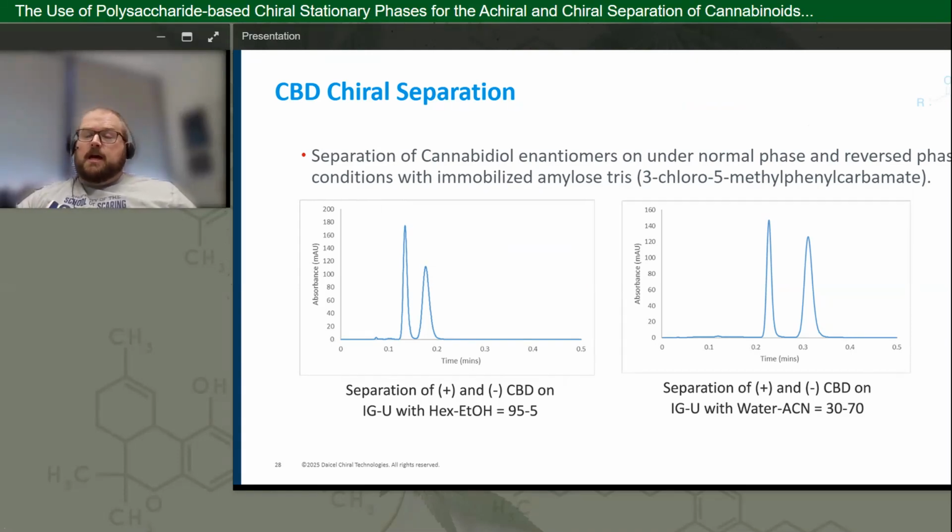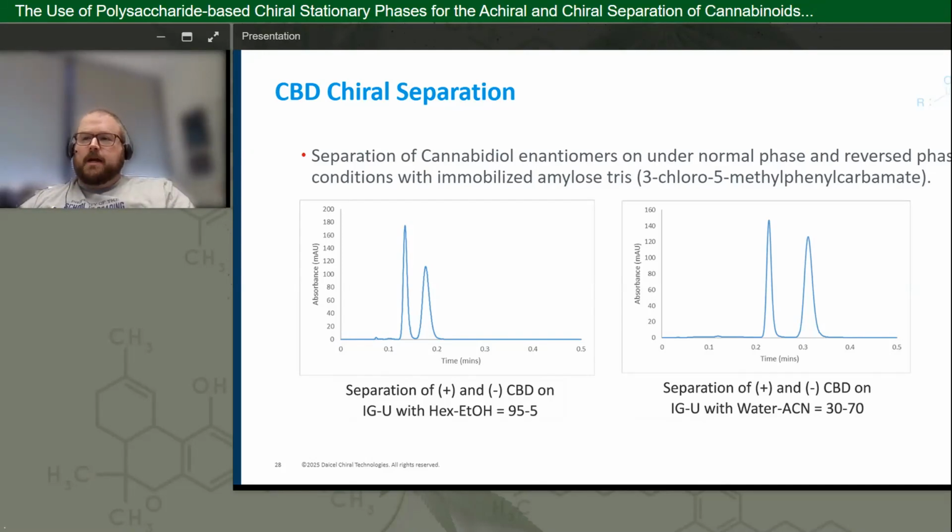CBD, again, is not naturally occurring as a racemic pair, but synthetically we can make plus and minus CBD. So we can separate both of those isomers on this amylose tris 3-chloro-5-methylphenylcarbamate in normal phase mode. That's what you're seeing on the left-hand side of the screen, hexane ethanol 90-10. But we can also do it in reverse phase mode on the right-hand side. It's the same chiral stationary phase, which is nice. On the right-hand side, we've got water acetonitrile 30-70.